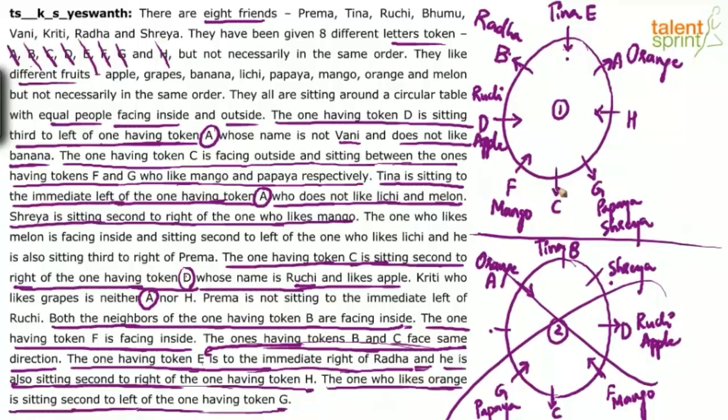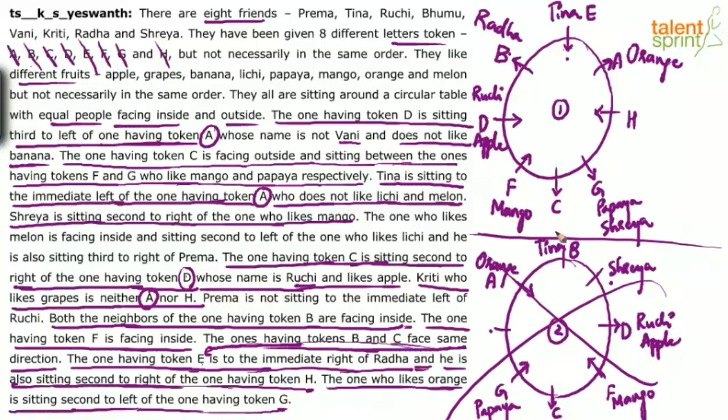So Kriti grapes for this position is possible? Not possible because mango is here, apple is here. Kriti grapes cannot come here because Radha is sitting here. Tina is sitting here, so Kriti cannot sit here. Orange is here, so Kriti cannot sit here. And Kriti is not H. Remember, I think this point is useful now. Kriti who likes grapes is neither A nor H. So find out where Kriti and grapes can come together.